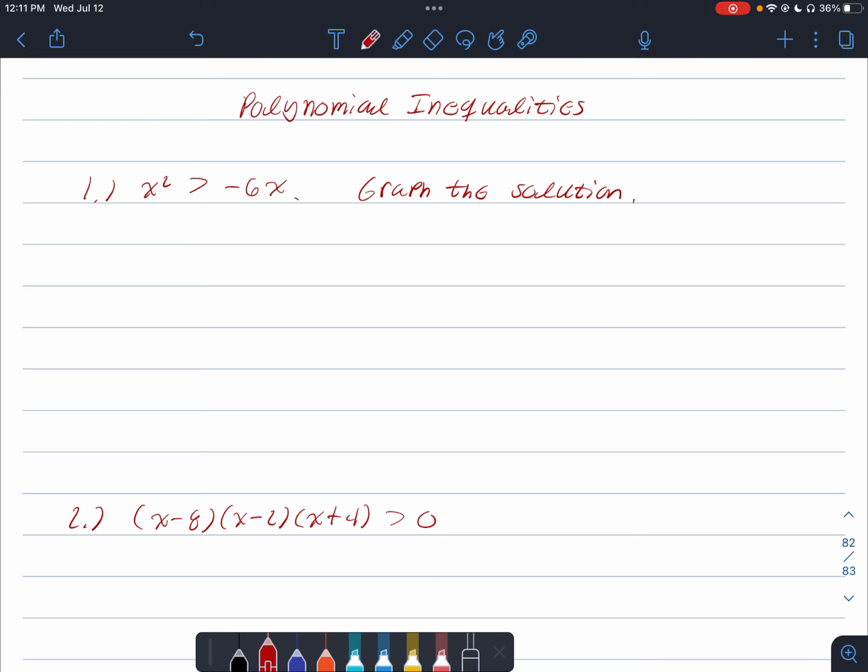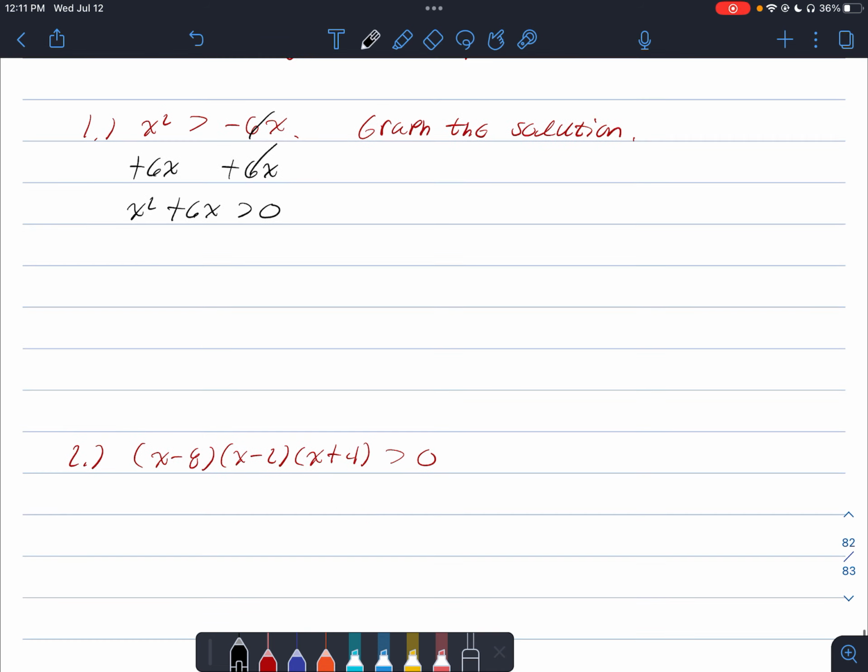Here we have x squared is greater than negative 6x. The first thing we want to do is find the zeros. I guess this one wasn't totally factored, but this will take just a couple of seconds. We can bring the 6x to the other side, and we get x squared plus 6x is strictly greater than 0.